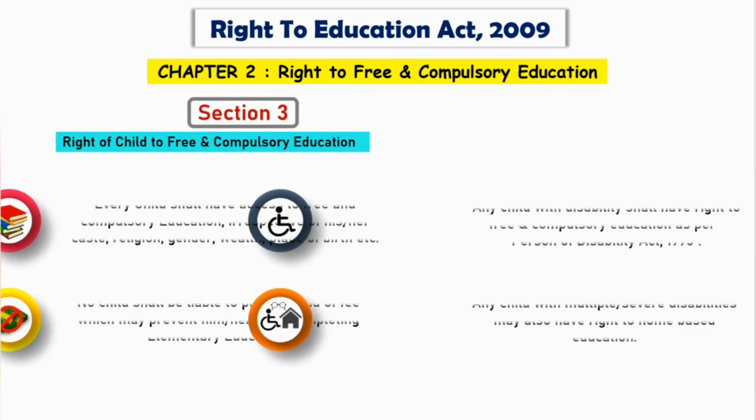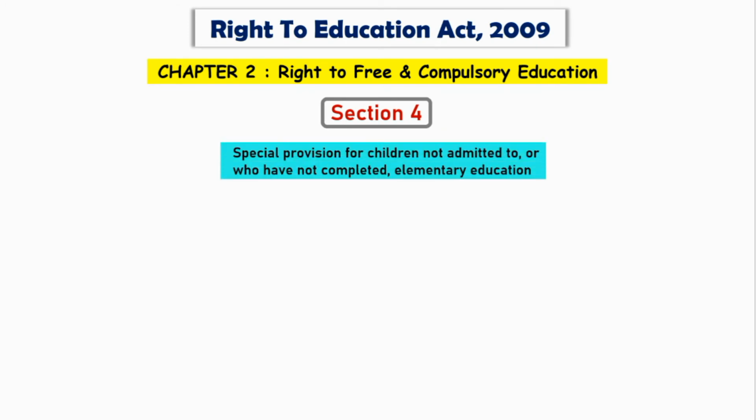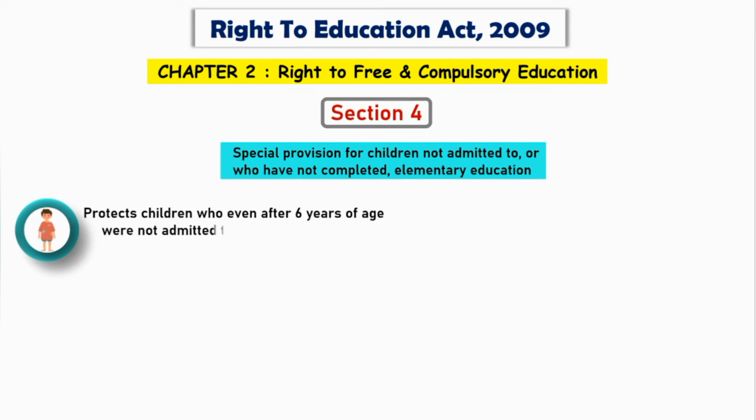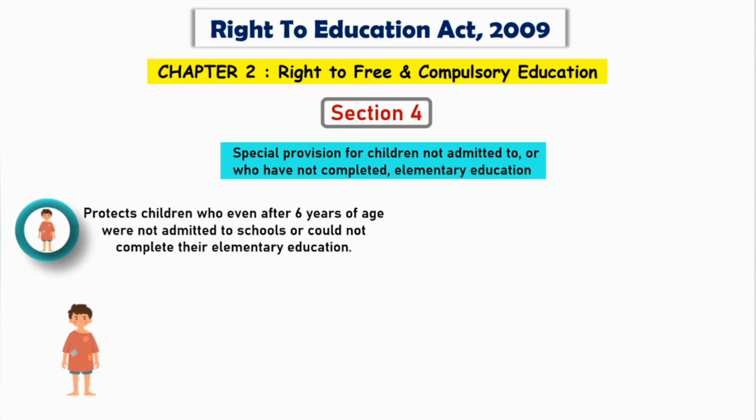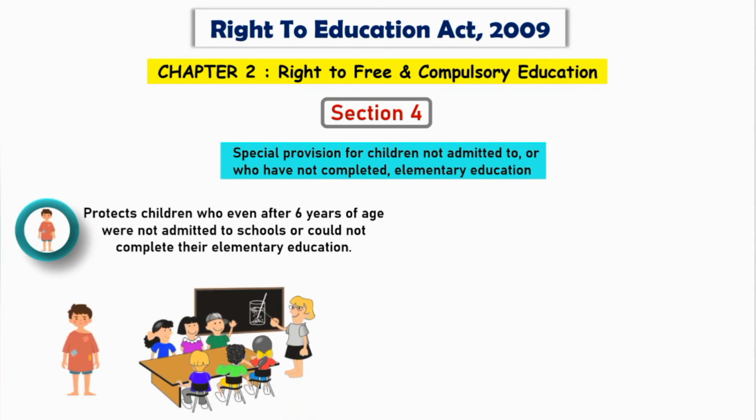Now section 4 is about special provision for children not admitted to or who have not completed elementary education. This section protects the children who, even after 6 years of age, were not admitted to schools or could not complete their elementary education. So such children are to be admitted in a class appropriate to his or her age, and special classes are to be given to help them understand their left studies.